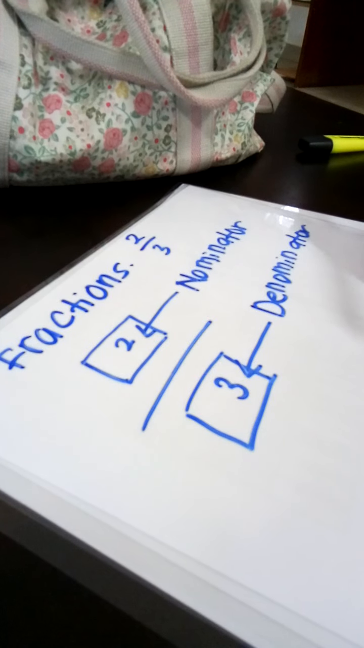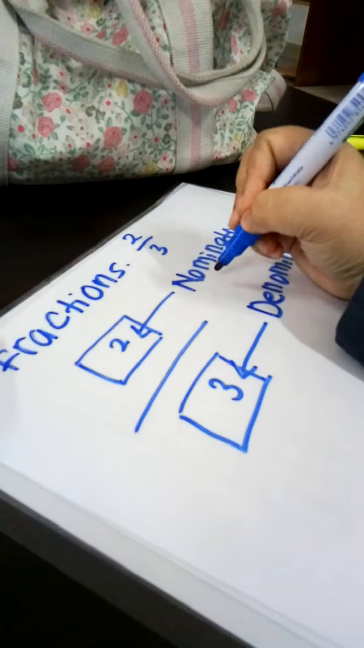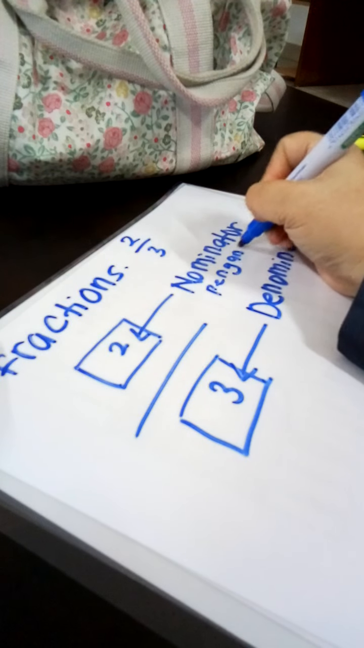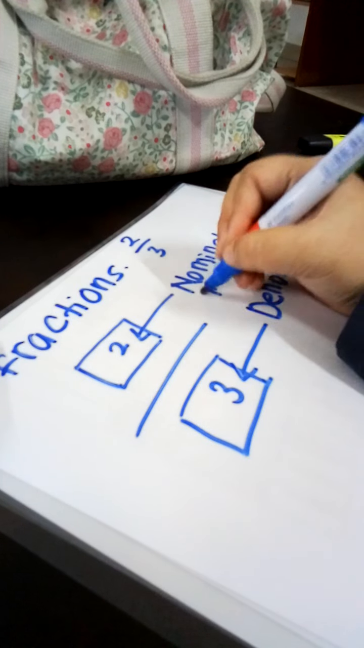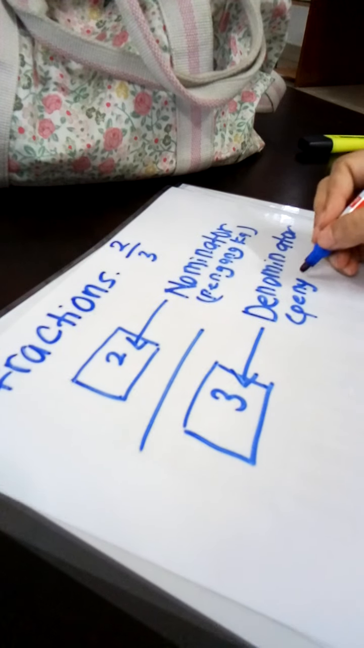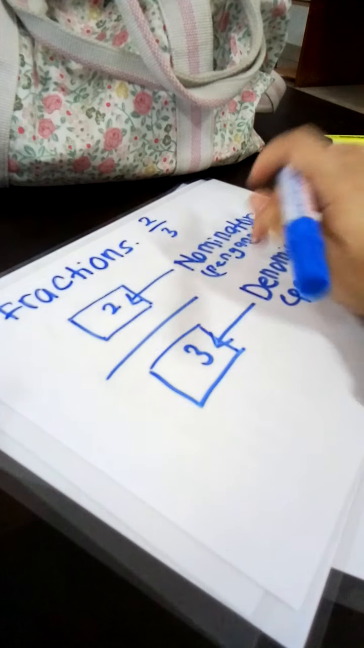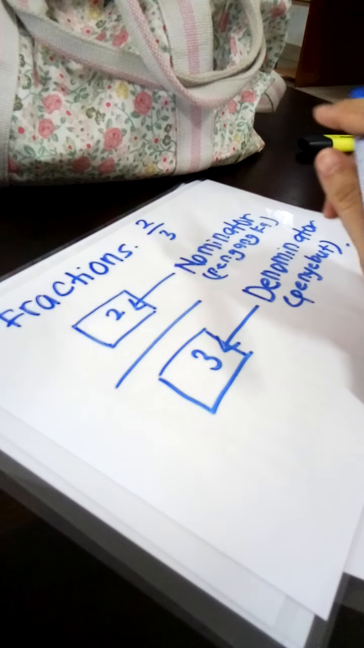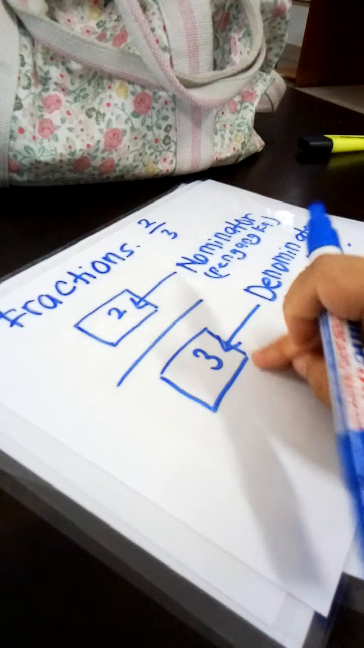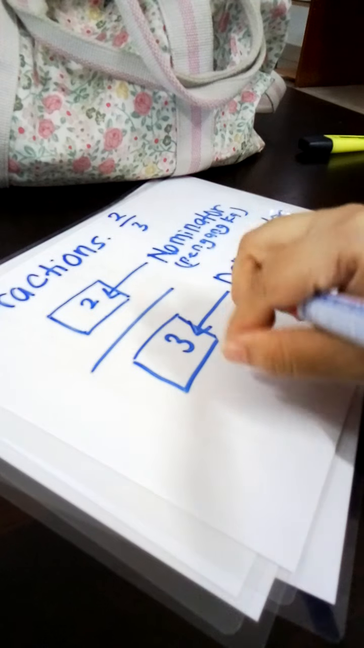In Bahasa, numerator is pengangka. You learned this before in primary school, so we just need to revise. And denominator is penyebut. So I need you to understand: usually the numerator is the thing we have, whereas the denominator is the thing that is being offered. The thing exists, but it is not necessarily ours.